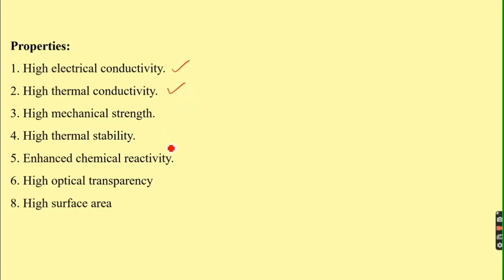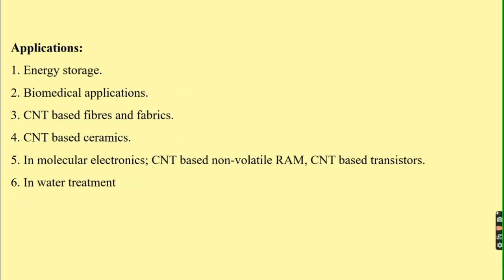They hold high tensile strength, high mechanical strength, thermal stability, enhanced chemical reactivity, high optical transparency, and high surface area. Their thermal stability is up to 4000 K, and they keep high conductivity. So these are the few important properties we observed under carbon nanotube: high electrical conductivity, high thermal conductivity, high mechanical strength, high thermal stability, enhanced chemical reactivity, high optical transparency, and high surface area.